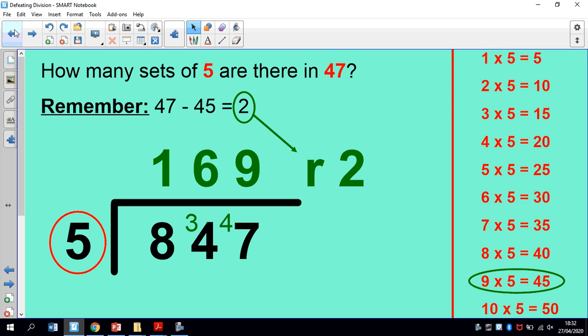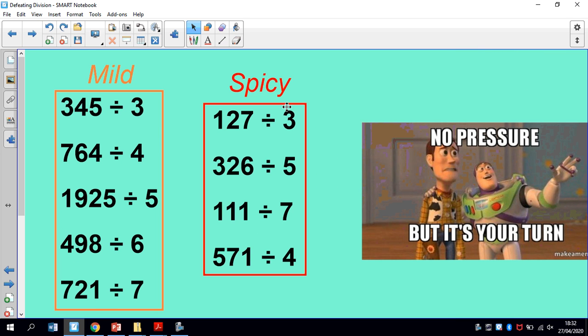Okay, so it's now your turn. Try these out. Freeze the video here and give these ones a go. You've got the mild section where there won't be any remainders, and then the spicy section where the answers will include some remainders. So have a go at these at home. Send me your answers and I'll go over them. And also, if you get stuck on any, if you just feel like you can't do it, let me know which one it is and I'll help you through it.